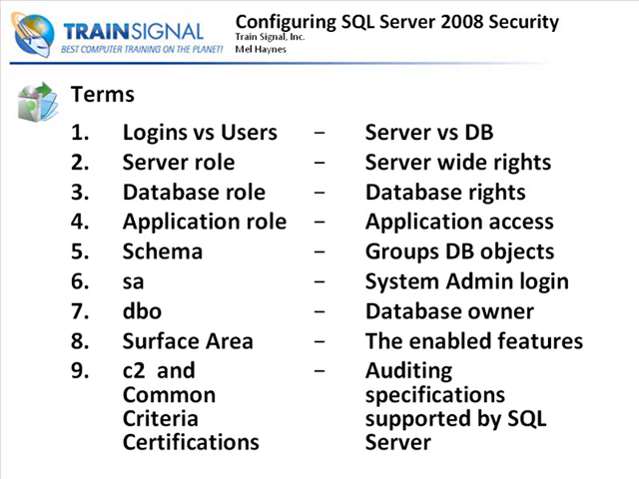Number 8, surface area. It's basically the enabled features in your SQL Server environment, and you want to minimize your surface area because by doing so, you minimize your points of attack. And then number 9, we talked about C2 as well as common criteria certifications, which are simply auditing specifications that are supported by SQL Server.